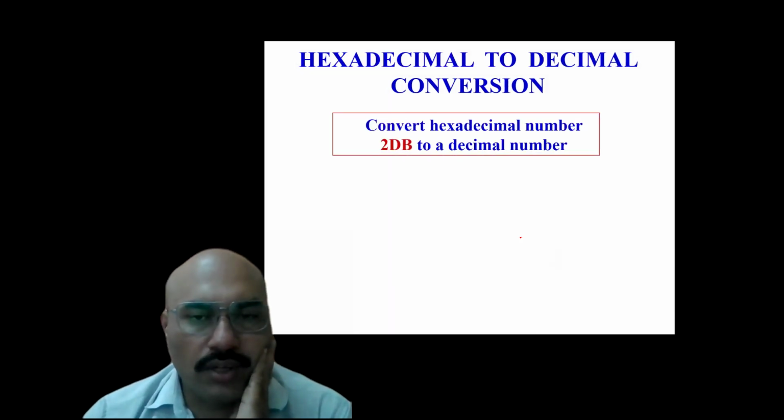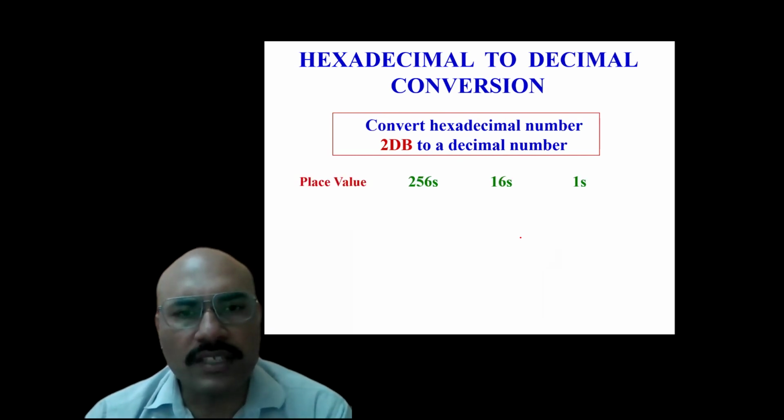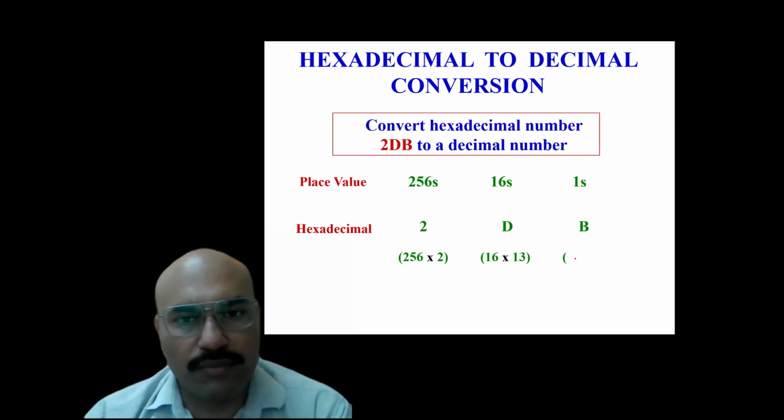Similarly, it is for hexadecimal to decimal conversion. It is also easy. You can either use the place value method or you can use the formula that I have told you. In this place value method, you just put the values here and you can get the results. This is the formula that I have told you.